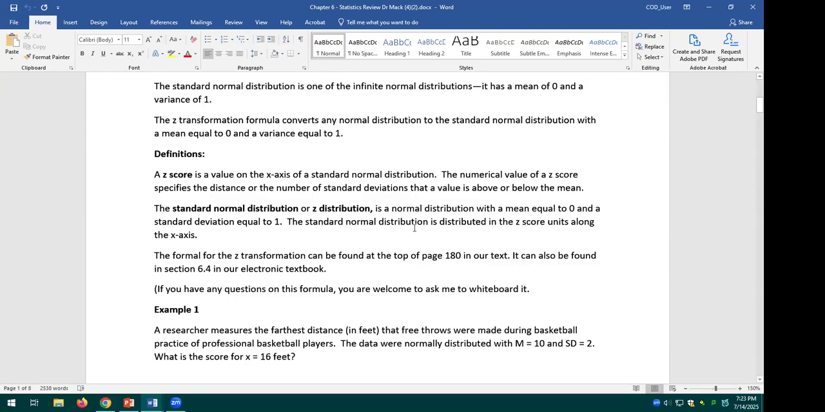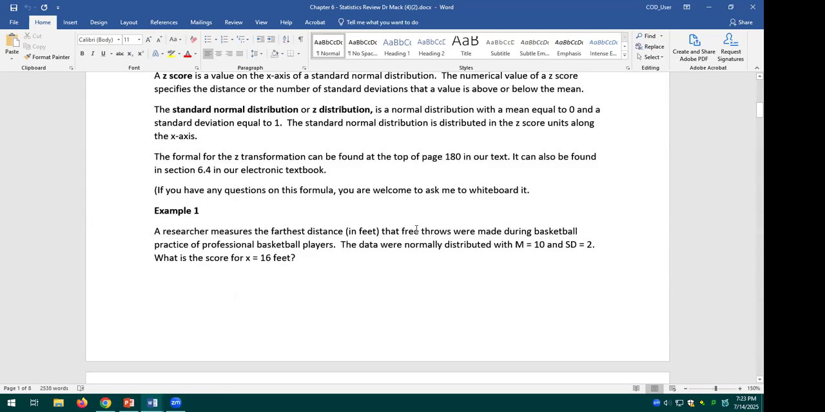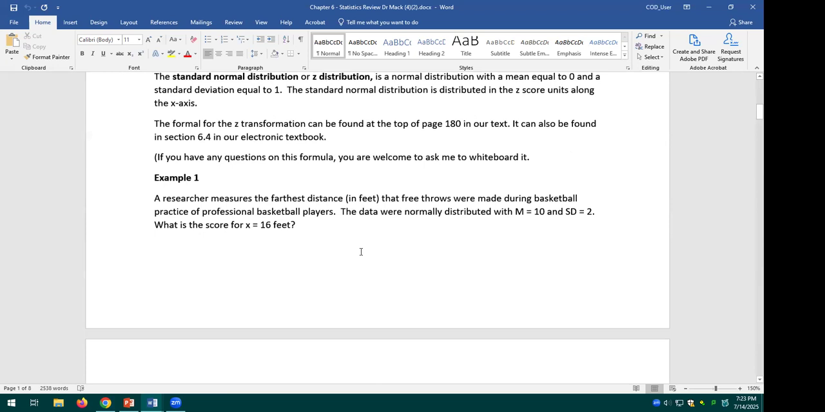The standard normal distribution is distributed in the Z-score units along the x-axis. The formula for the Z transformation can be found at the top of page 180, approximately, in our text, or 6.4 in the electronic textbook, give or take, because they change the page number sometimes with new editions. This is the whiteboard formula.